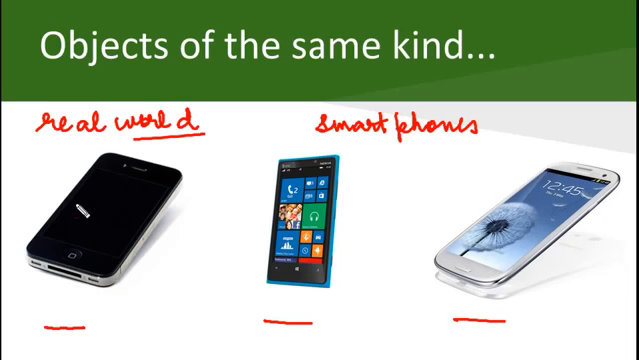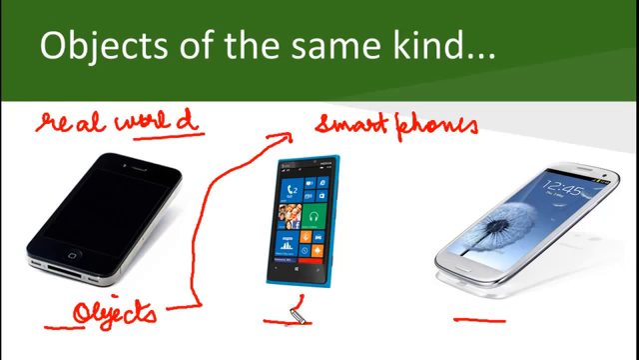Now, an iPhone is a smartphone, a Nokia Lumia which runs the Windows OS is a smartphone, the Samsung S3 which runs the Android OS is a smartphone. So there are various objects. So you can call these objects of smartphone. So there are various objects of the similar kind. So these three can be termed as a smartphone.